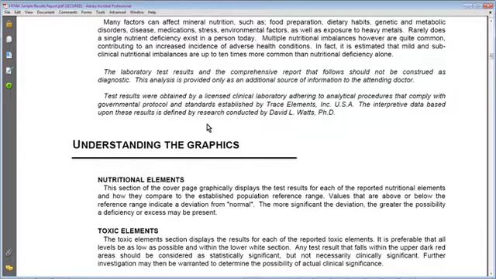Understanding the graphics. Nutritional elements. This section of the cover page graphically displays the test results for each of the reported nutritional elements and how they compare to the established population reference range. Values that are above or below the reference range indicate a deviation from normal. The more significant the deviation, the greater the possibility a deficiency or excess may be present.